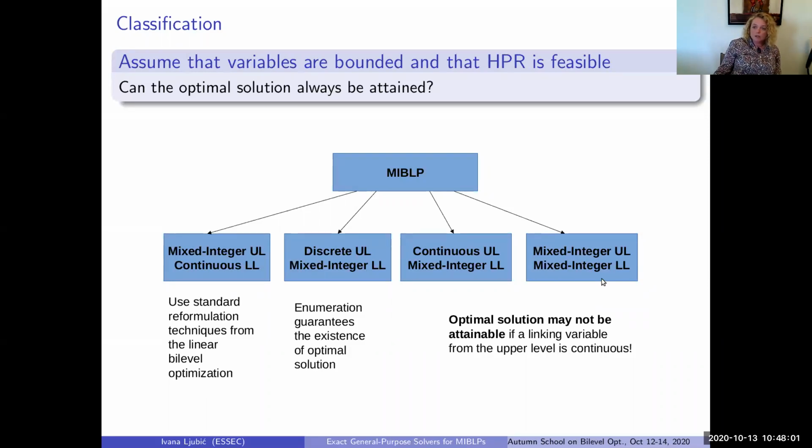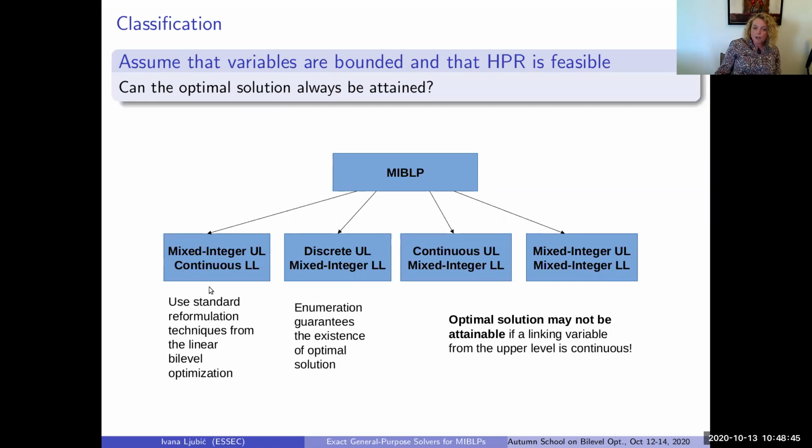Now, if you think of developing a finitely convergent approach, even if it has to be a complete enumeration, in case one, if we have a mixed integer upper level and a linear program at the lower level, you have learned yesterday that these problems can be reformulated as MILPs, okay? And assuming that we can also find the right big M constants and do the linearization, we are sure that we will find the optimal solutions by solving the MILP.